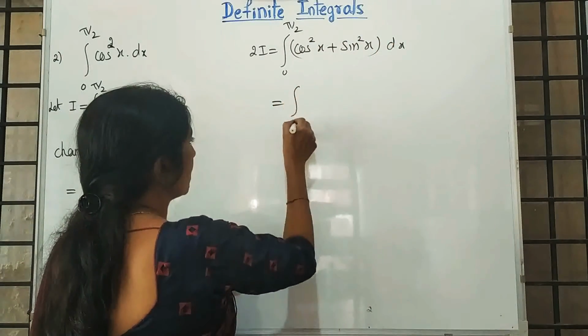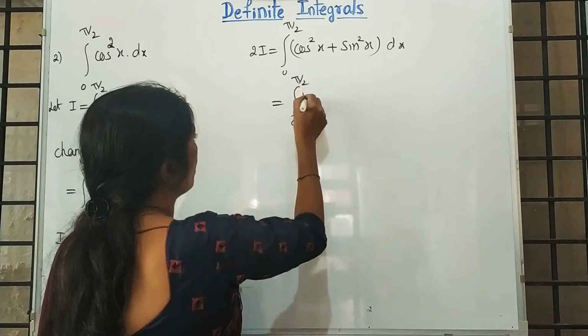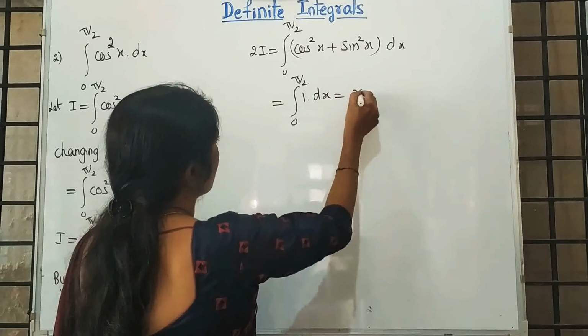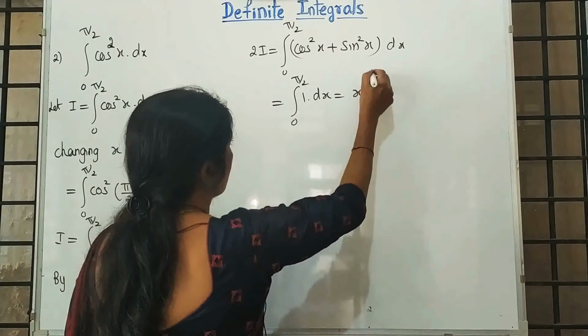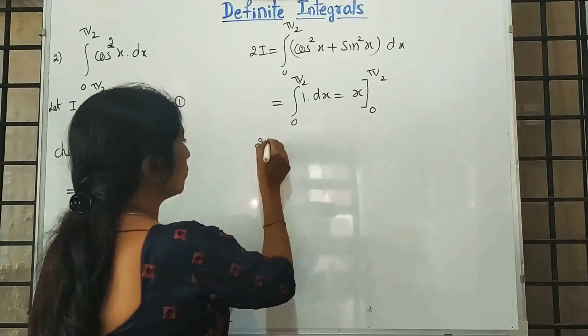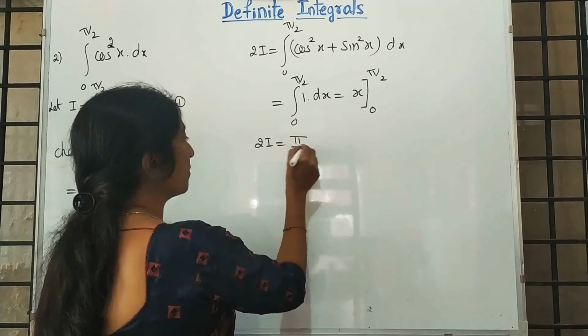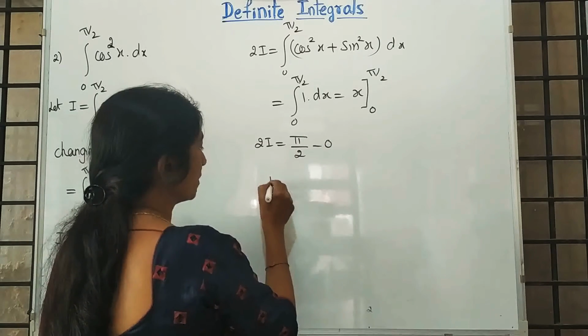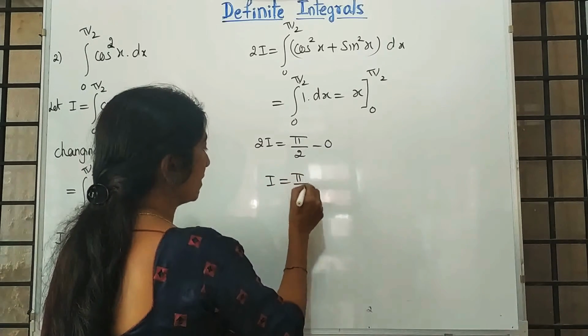Cos square x plus sin square x is 1. So 0 to pi by 2, 1 into dx. Integration of 1 with respect to x is x. So 2I is equal to, write down the upper limit. Upper limit is pi by 2, lower limit is 0. So I is equal to pi by 4.